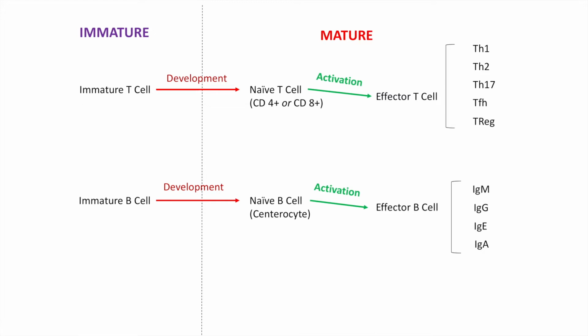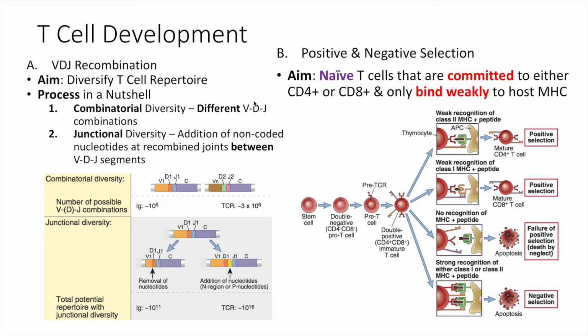Okay, and these activation processes will lead it to differentiate into an effector T cell or effector B cell. On the right hand side, you can see all the different subclasses of your effector T cells or your effector antibodies, and this will be elaborated more later. Alright, so now we'll be talking about the development of the T cells.